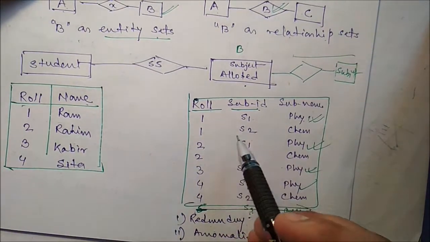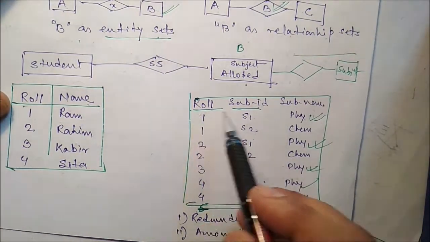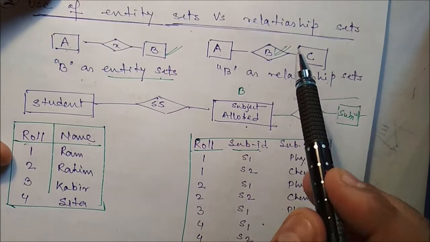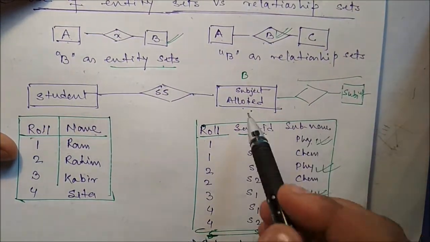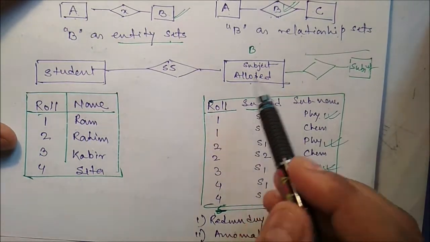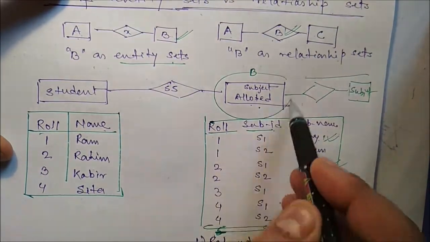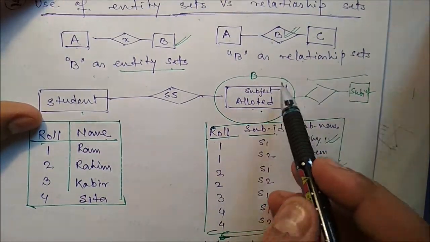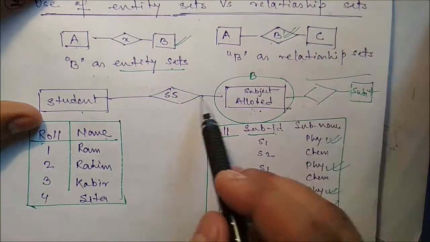To establish the relationship between roll number and subject ID, it will be better to represent it as a relationship, not an entity set. Are you getting this one? We need one more entity set, that is the subject. That means it is extra. So student is there, subject is there. If you define subject allotted as an entity set, we are defining extra. These two relationships are extra.